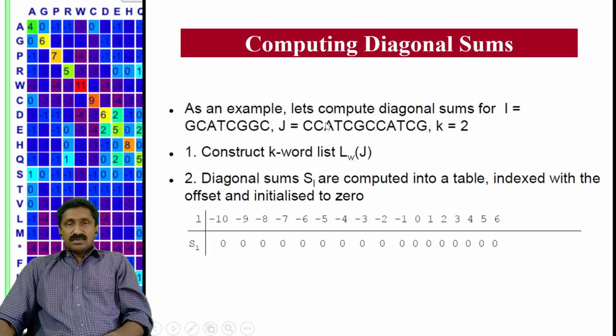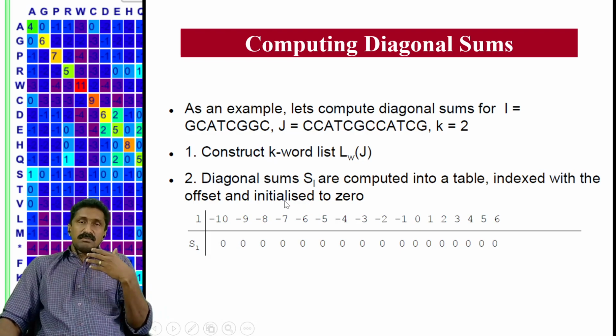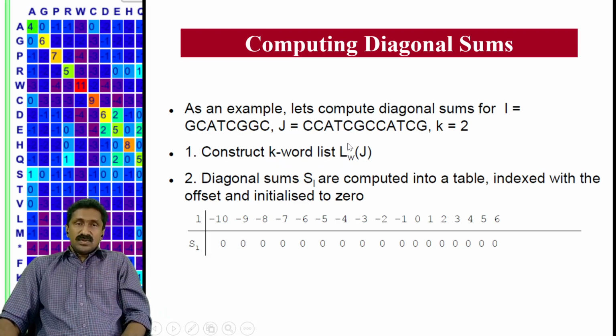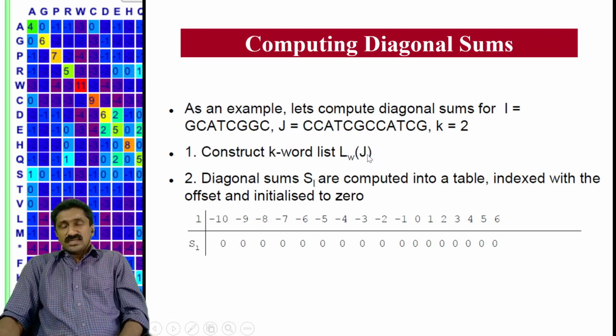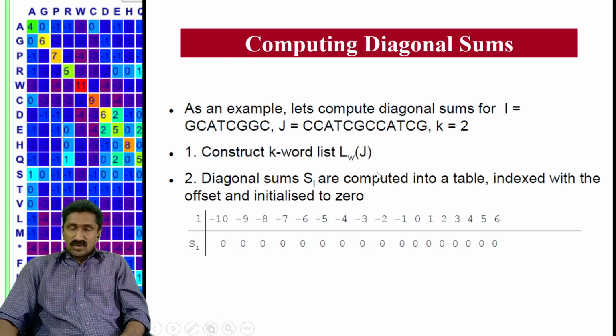This is the initial step. For example, you have the string I with this particular sequence and j with this particular sequence, and the length of the word is 2. So we have an example here that we are performing. We have two strings, represented I and j, and the word length is 2. So for calculating the diagonal sum and obtaining the best diagonal, the first step is you will create a list of the keywords. So a list of words in string j needs to be constructed, and similarly a list of words in the string I also needs to be constructed.